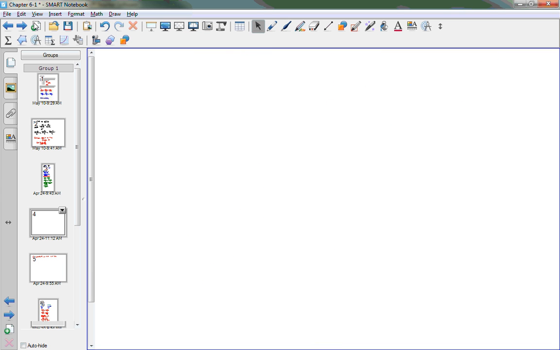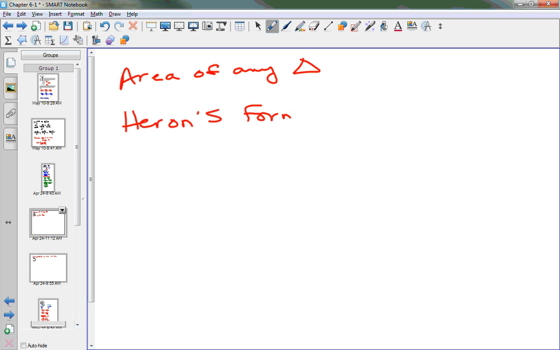Area of any triangle. It's called Heron's formula. You don't have to have the height. Okay? But it is very important that you have specific information. This is going to be used with the side-side angle.